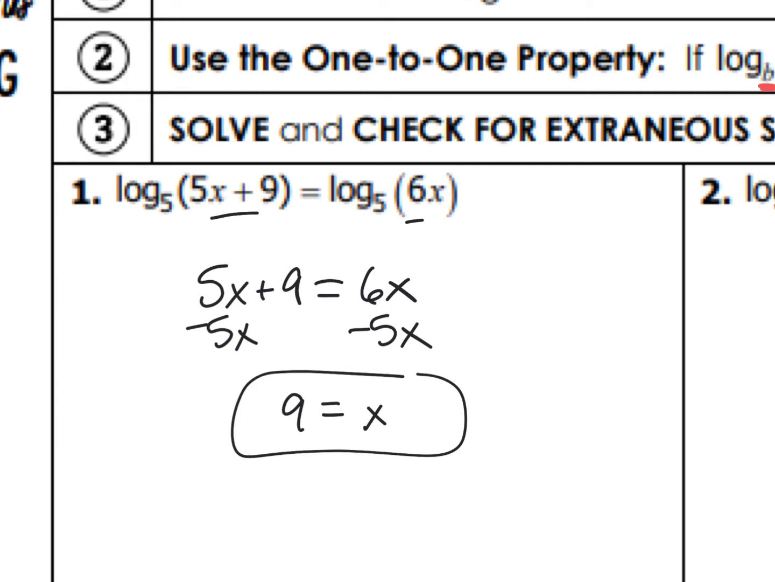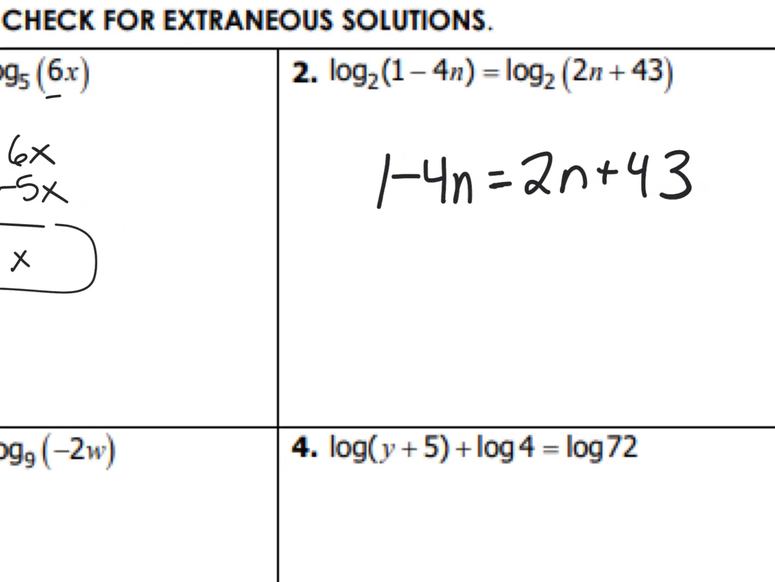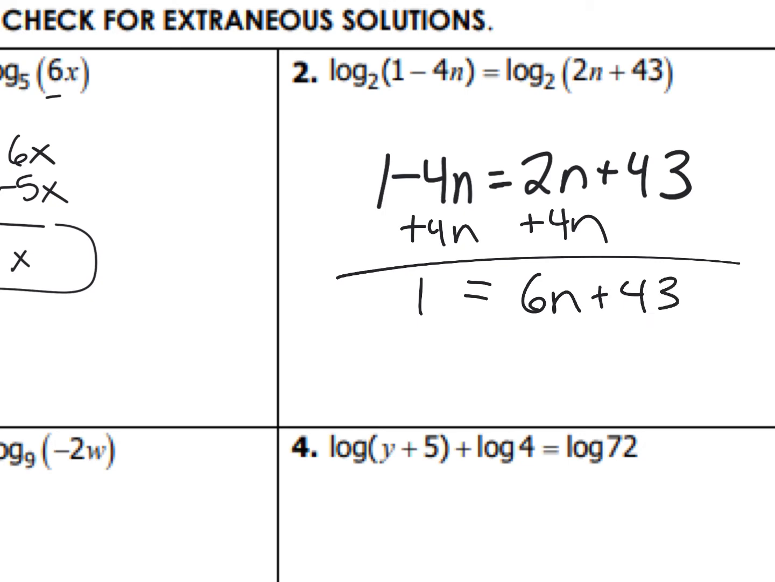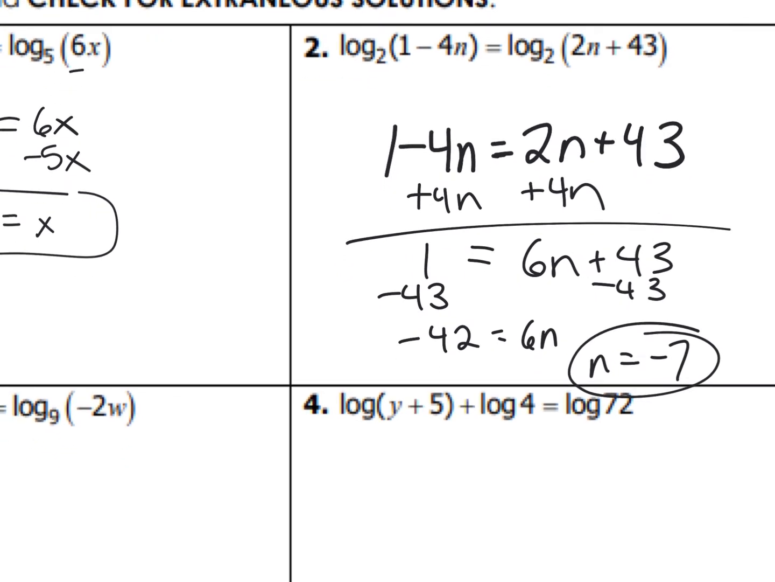Not too bad, right? Try number 2. Okay, what do we do? Set them equal to each other because they have the same base. We're able to do that, okay? How'd you solve this equation? Plus the 4n, I like it. Move the smaller one, it makes your life easier. So we end up with 1 equals 6n plus 43, then what? Minus 43. Negative 42 equals 6n, so n is going to be negative 7. Raise your hand if you got that. Good deal, we're all on the right page.